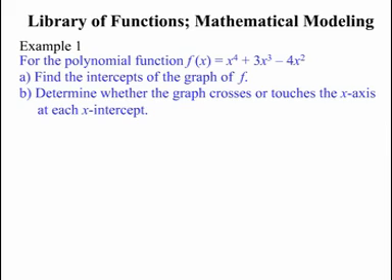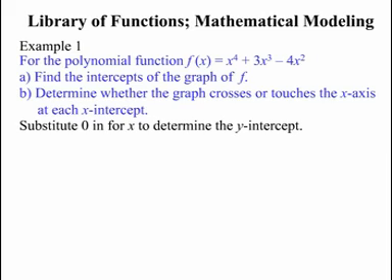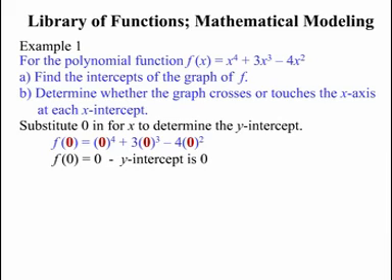Example 1. For the polynomial function f of x equals x to the fourth plus 3x cubed subtract 4x squared, I want you to find the intercepts of the graph of f and determine whether the graph crosses or touches the x-axis at each intercept. Well, to find the y-intercept, just substitute 0 in for x. And f of 0 will equal 0, which means your y-intercept is 0.